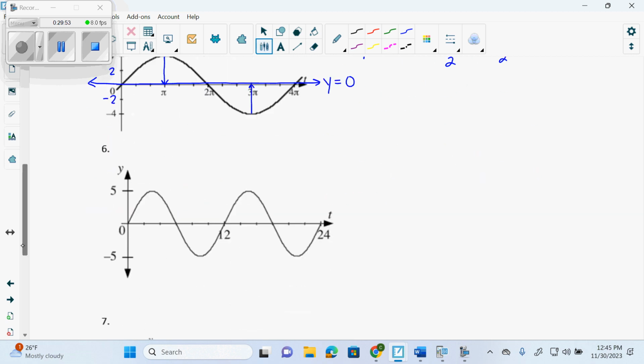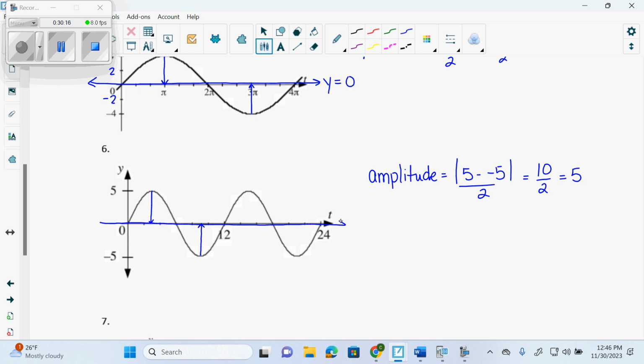Okay, here we have the amplitude equals the absolute value of the max minus the min divided by 2, which is 10 divided by 2, which is 5. So I count down 5, count up 5, and I meet at the midline, which is y equals 0.